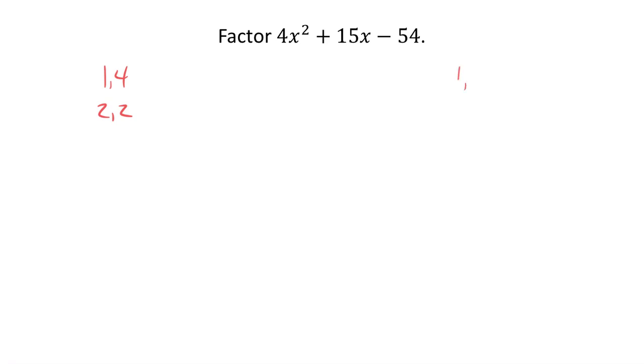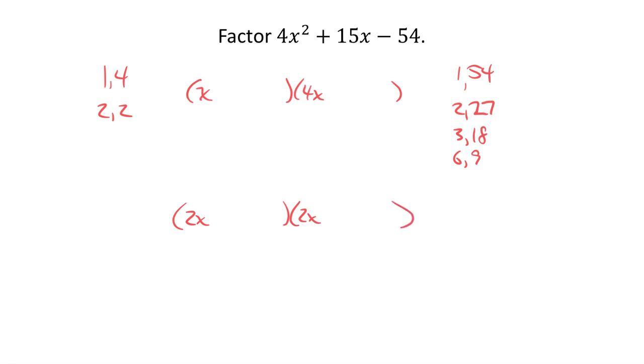So 1 and 54 will definitely be one possibility. 2 and 27. 54 is divisible by 3. It's 3 times 18. And then the next number would be 6 and 9, and there aren't any other ways to get 54. Once again, we're going to take the two factors that got us the 4x squared there, and we're going to multiply either x and 4x to give us the 4 coefficient, or 2x and 2x to give us the 4x squared.